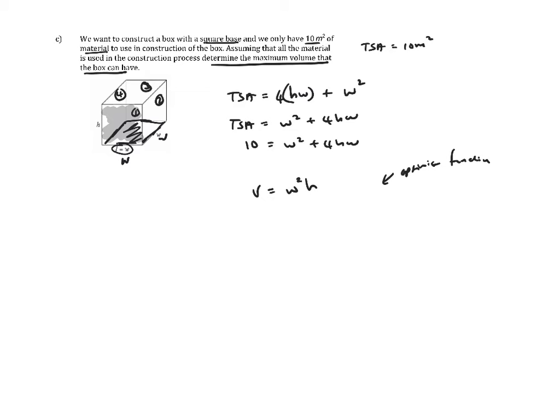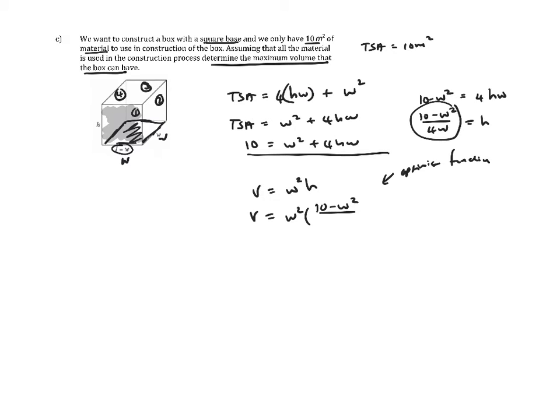So now we're going to get either h alone or w alone from those parameters. If I get h alone, 4hw is equal to 10 minus w squared, so 10 minus w squared divided by 4w is equal to h. Therefore V is equal to w squared times, in terms of h, 10 minus w squared over 4w. So V is going to equal w squared divided by 4w, which is w over 4, times 10 minus w squared.